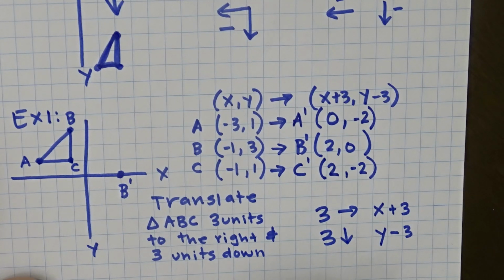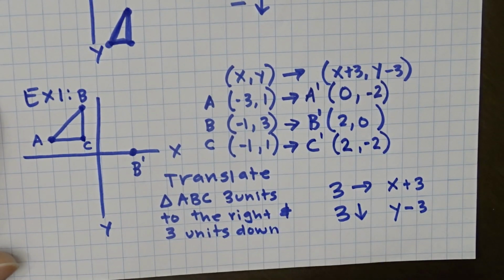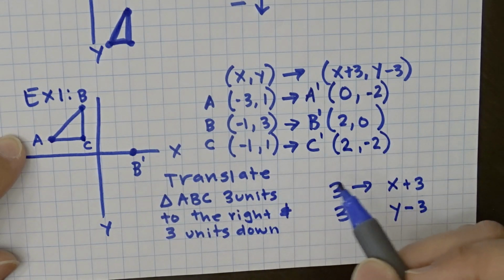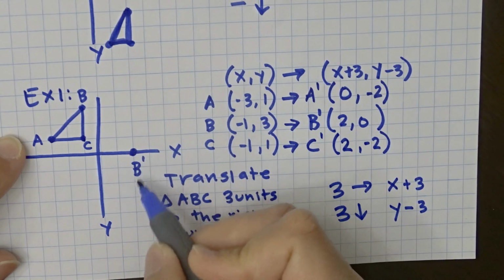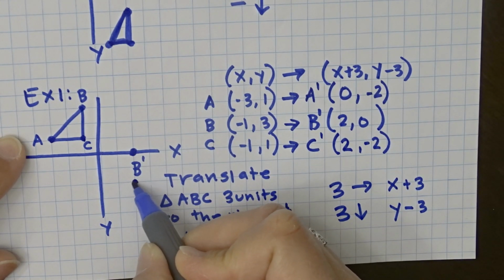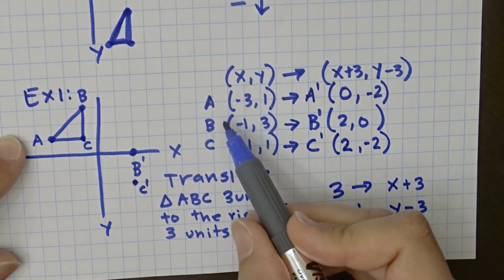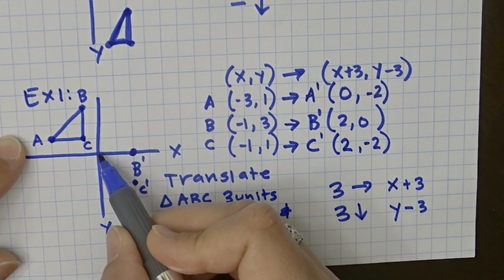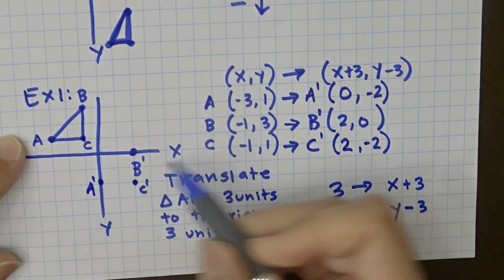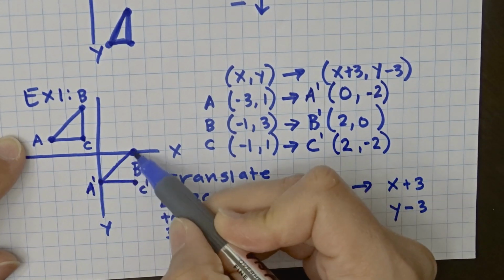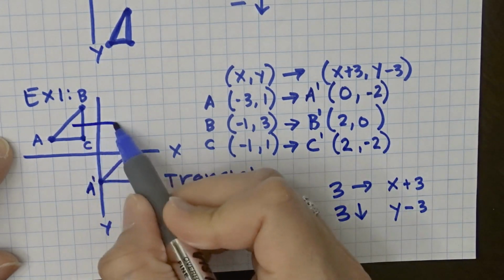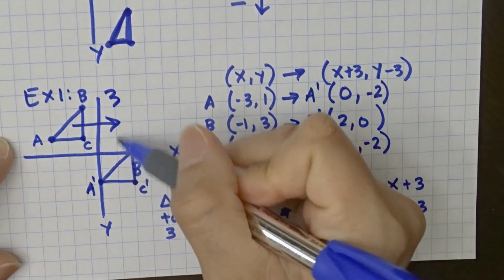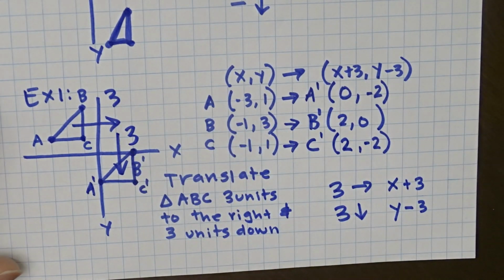So I'm just going to graph them just to show you that it is actually that triangle in the new position. So C now is 2, -2. And my new A is 0, -2. And when you connect these points, this is the same exact triangle. It went 3 units to the right and 3 units down. And there you go. So 2 ways of doing translations.